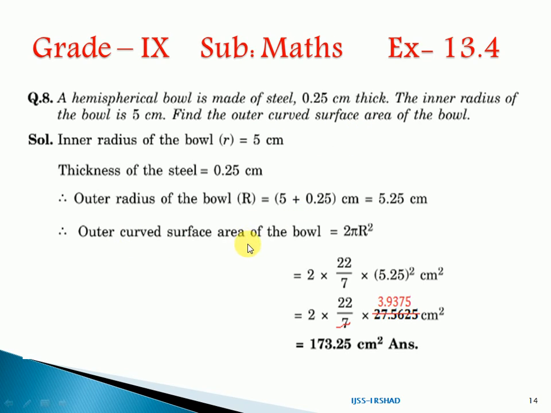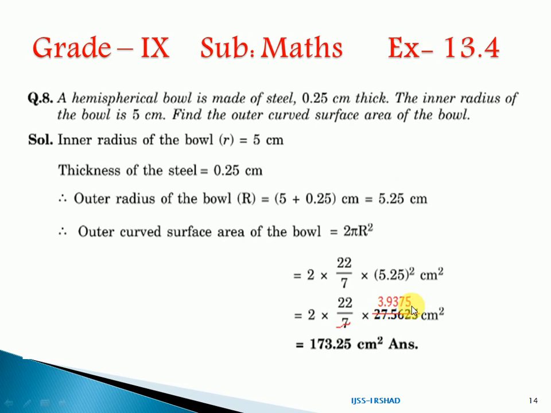So the outer curved surface area of the ball is equal to, it's a hemisphere, so 2 pi R square. Capital R I have used because it is for the outer radius. So 2 pi, you know, 22 by 7, and R we got 5.25, so it's squared. 5.25 square means 5.25 multiplied by 5.25, you will get 27.5625.